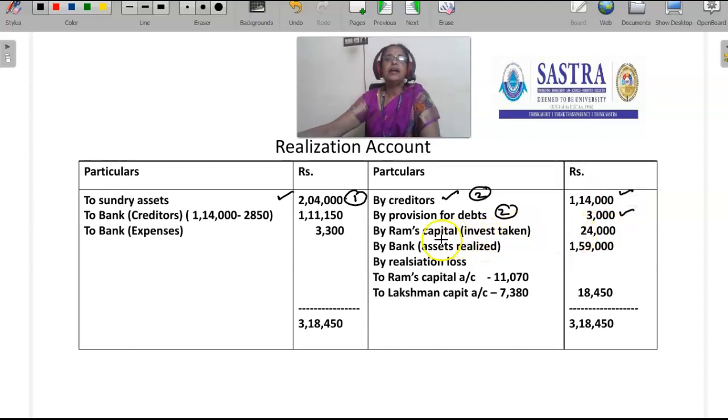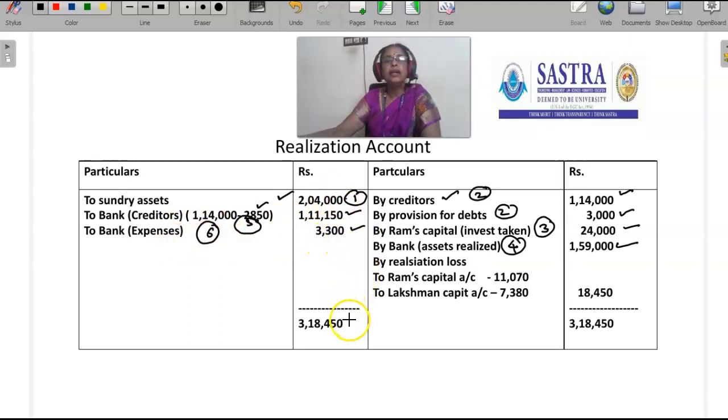Then the investment Ram has taken over. So for that we have debited Ram's capital account 24,000. Then the fourth step, assets realized by bank 1,59,000. Then the firm has to settle the liabilities. Creditors were allowed 2% discount, so instead of 1,14,000, they are given 1,11,150. The expenses are 3,300.